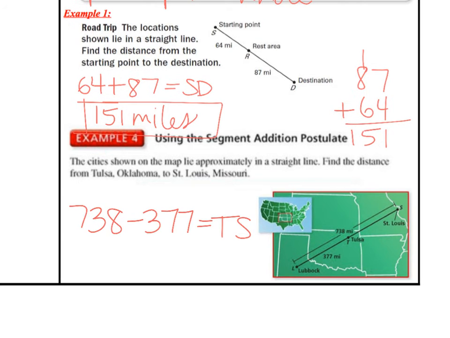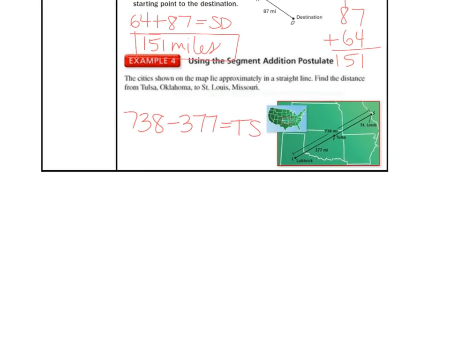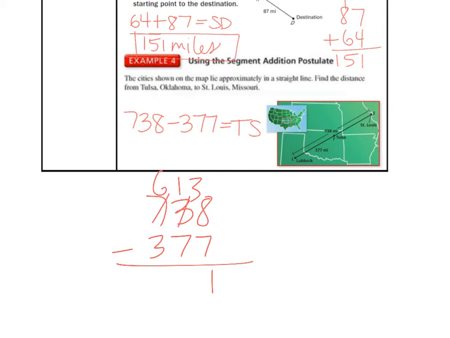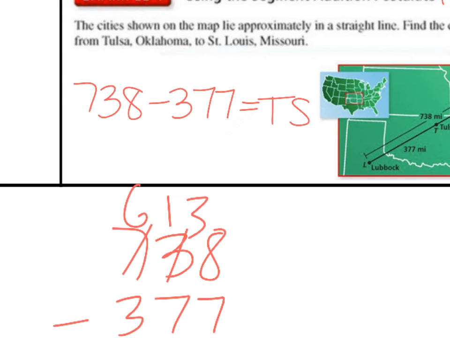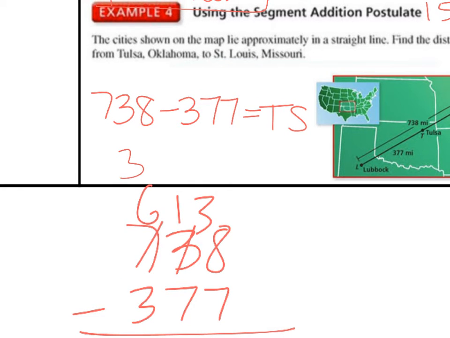Go ahead and subtract that. You could use a calculator, or you could write it out. You could do this the old-fashioned way if you want. So 1, 13, 6, subtract, 361. So the distance would be 361 miles. Obviously, it'd be quicker with a calculator.